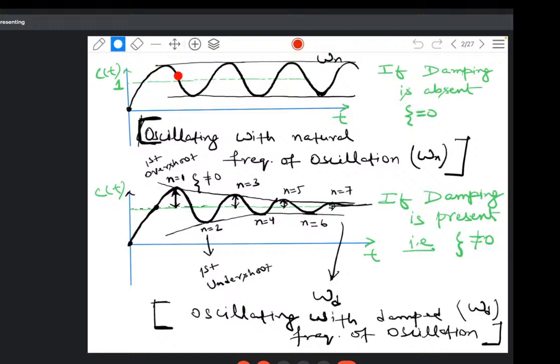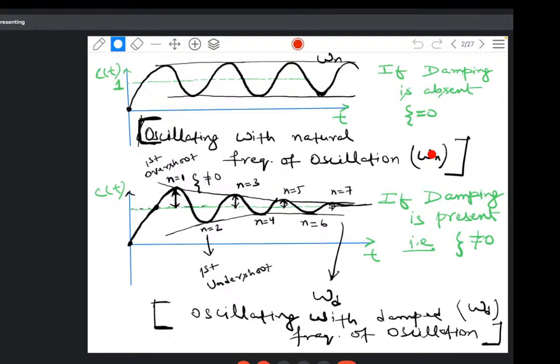to 0, it will continue to oscillate for infinite time period, and I will not be able to calculate the steady state value. I will not be able to determine the steady state value. In this particular case, final value theorem will not be applicable. Okay, so I can say that if the damping is absent in the system, that is if zeta equal to 0, the response will be oscillating with its natural frequency of oscillation, that is omega n. Since there is no damping present, this will oscillate with a frequency of oscillation omega n.